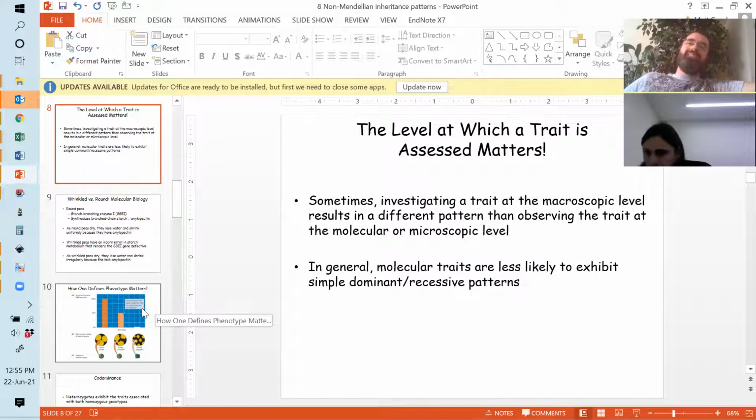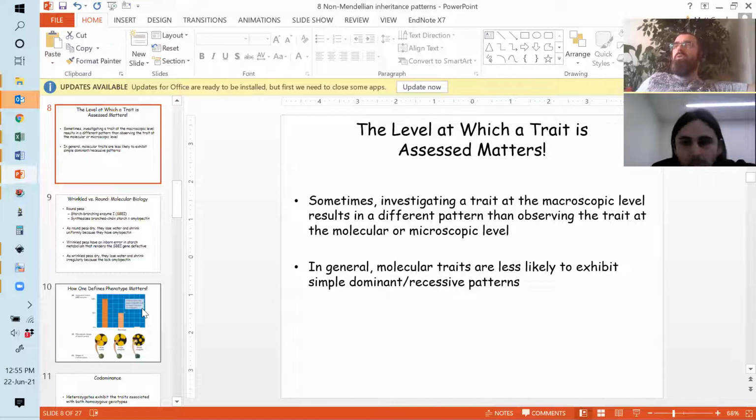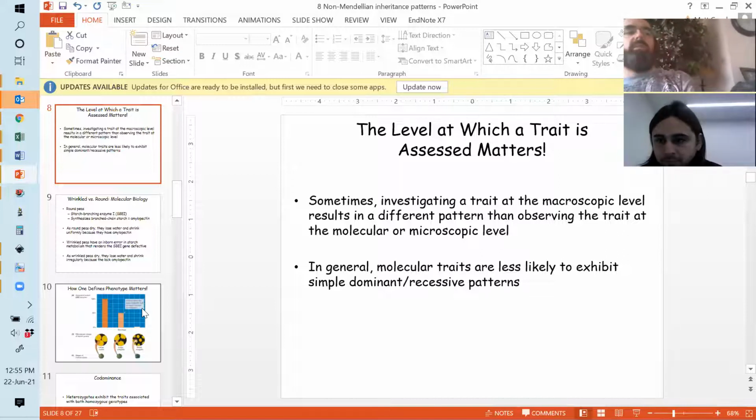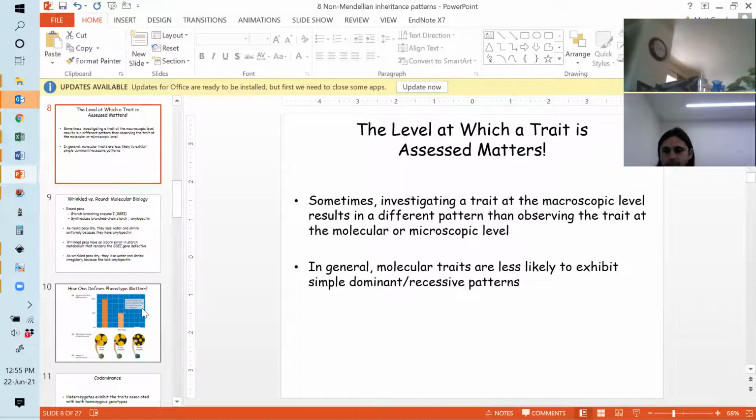So the level at which you assess that trait also matters, right? Generally speaking, it's easier to see simple traits at the gross phenotype level, like color, for example, or simple, obvious traits. If you start looking at the molecular or cellular level, you're more likely to see much more complex interactions between alleles, right? And so it very much matters what level you're looking at the trait at. So the next few slides are good examples.